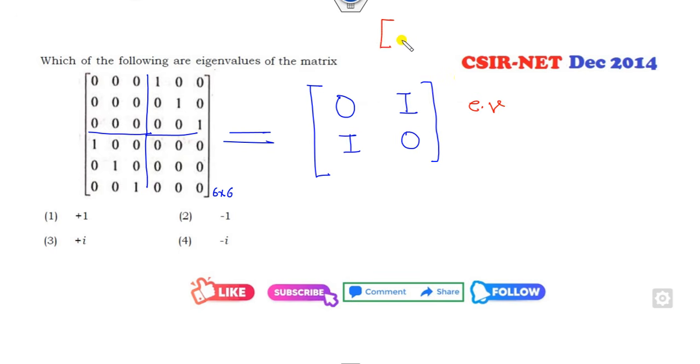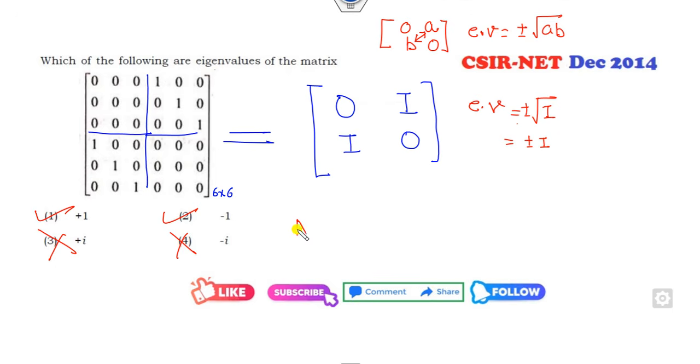I already told you many times, if it's a 0, a A, a B, a 0, then how can you find the eigenvalues? It's plus minus the product of these off diagonals, A, B. So in this case, plus minus I. So that means plus 1 or minus 1. Plus 1, minus 1. So A and B are the right answers.